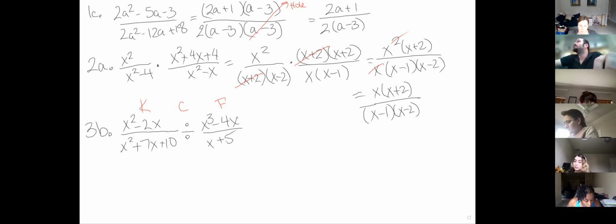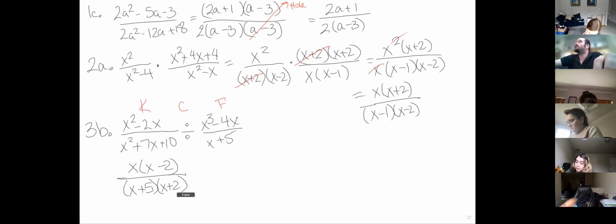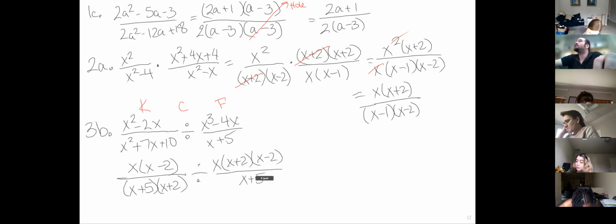So I simplified the first numerator to x and x minus 2. Okay. And then the denominator was x plus 5 and x plus 2. Okay. And the second numerator, I simplified it to x and x plus 2 and x minus 2. Okay. And then the denominator just x plus 5. Okay. And then I flipped that.